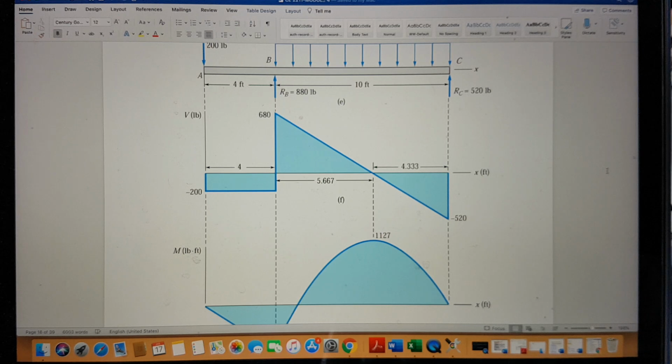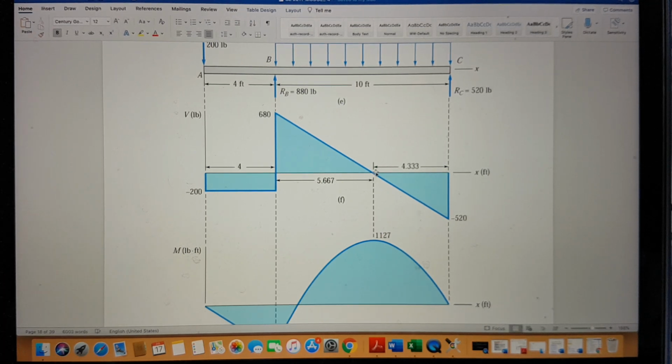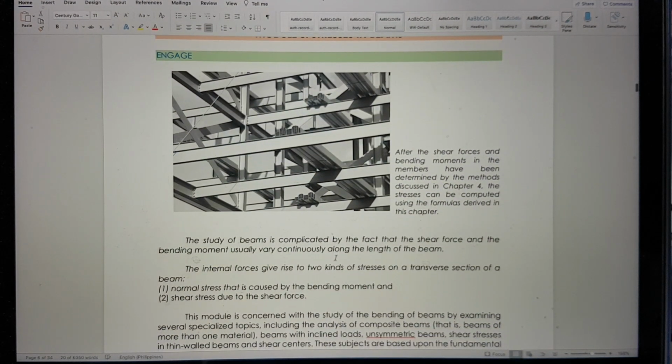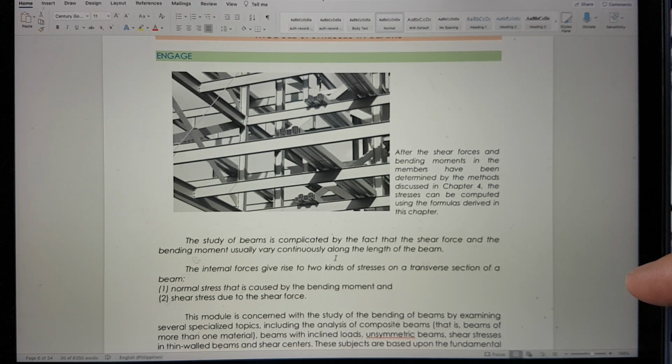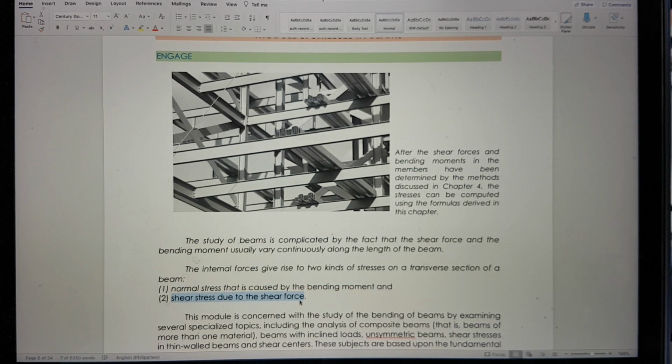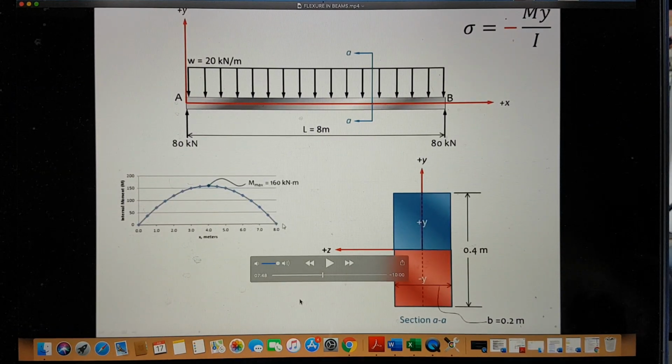Okay, so given that we are able to determine our shear force and our shear diagram, we will now be able to solve for the stresses that are caused by this loading. We have two kinds of stresses on a transverse section. We have the normal stress that is caused by the bending moment, and we have the shear stress due to shear force.